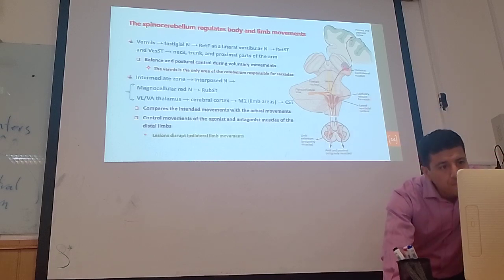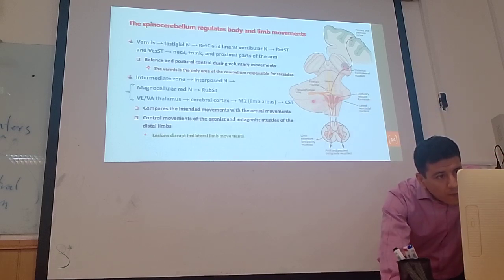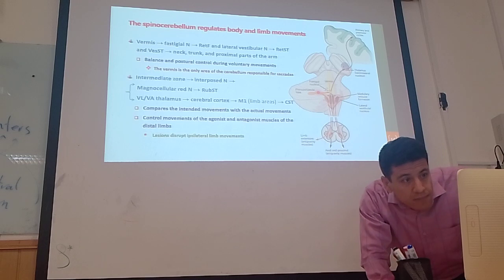So let's see. The vermis sends information to the fastigial nucleus, reticular formation and vestibular nuclei, and they go down through the reticulospinal and vestibulospinal tracts. It can affect the axial muscles. For what? Posture. Right? And also balance, because vestibulospinal is very important. And from the intermediate zone, do we have the intermediate zone here? Here.